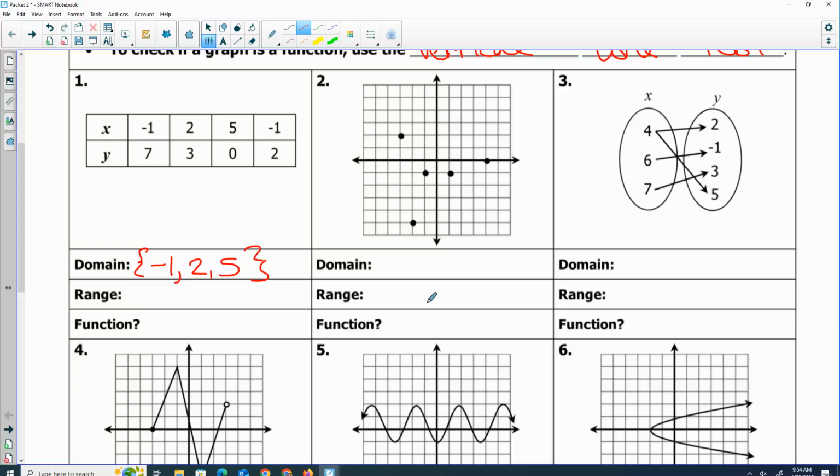The range is your y's. What are my range values? 7, 3, 0, 2. Order doesn't matter, so you can put them in any order. Then we have to decide if it's a function. A function means x doesn't repeat. When I look at this, I have the same x value twice. So that means it is not a function because my x repeated.